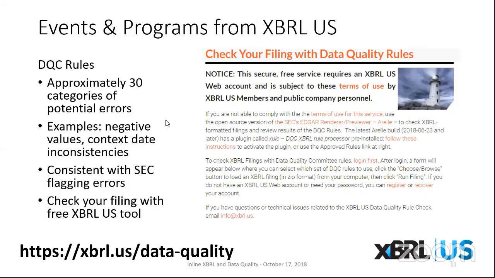Here on the right side of your screen, you can see our webpage and how you can check your filing with data quality rules using a free tool that we have available there. So you can just go to xbrl.us/data quality. Some examples of types of rules that we cover are negative values and context date inconsistencies. So there are lots of different areas where it's easy to make a mistake in an XBRL filing, and we can give you instructions on how to fix that mistake. The rules that we've created are consistent with the newly introduced SEC flagging errors.